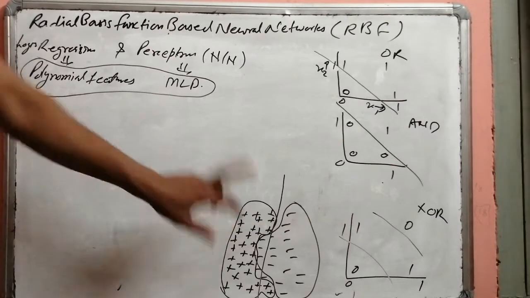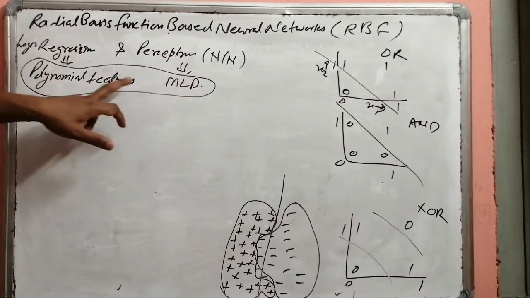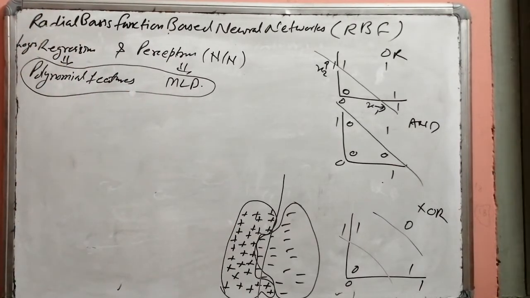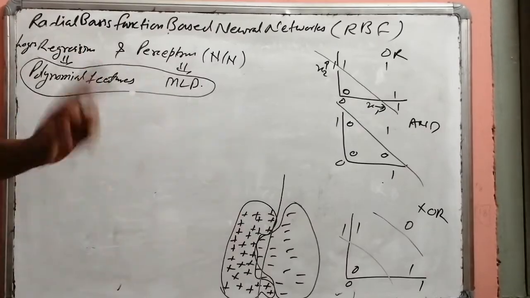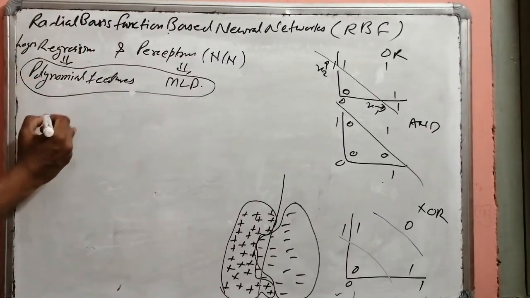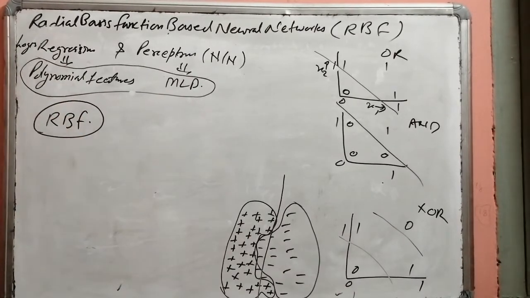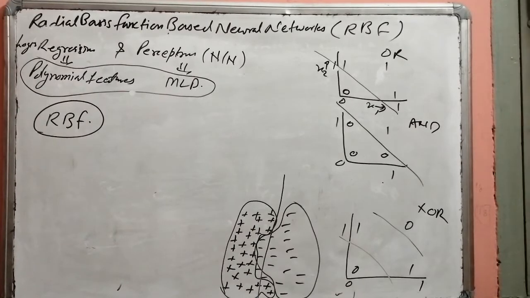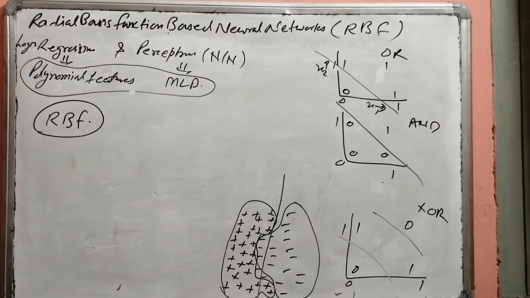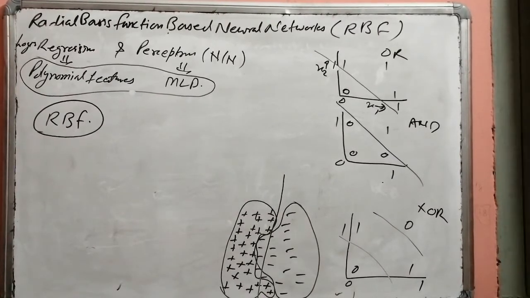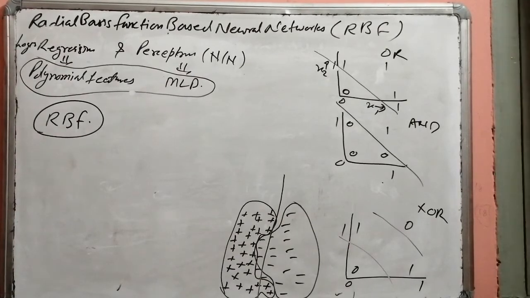This is considered by your polynomial feature-based logistic regression also, and this is again used by your radial basis function, that is RBF, networks also. So the overall principle of radial basis function based neural networks is to map your feature space into some higher dimensional space where there is a possibility of having some linearly separable boundaries.